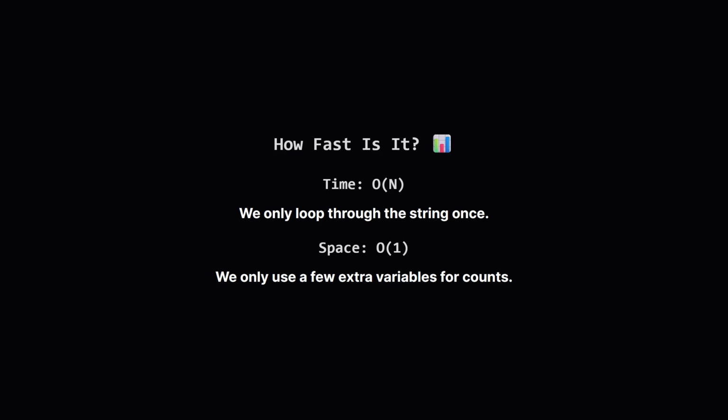So how efficient is our solution? It's really fast. The time it takes to run is directly proportional to the length of the input string, which we call big O of n time. This is because we only have to walk through the string a single time, and for memory, we only ever use a handful of variables to store our counts and the max distance. This doesn't change no matter how long the string is, so we call that constant space, or big O of 1. It's about as efficient as you can get.